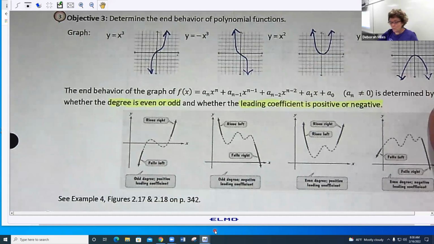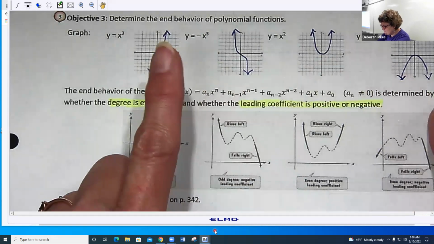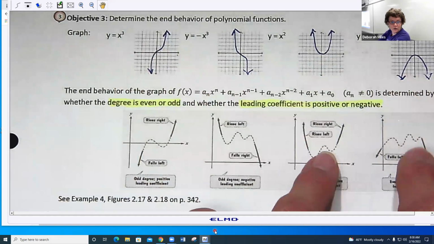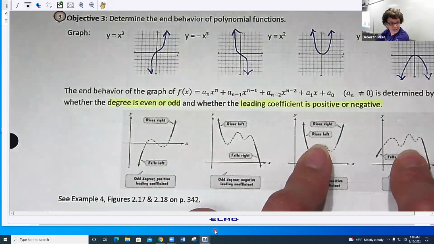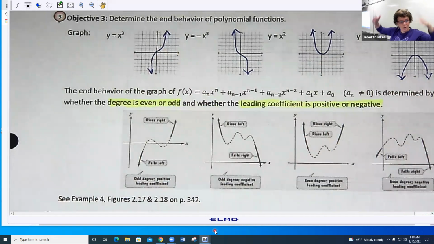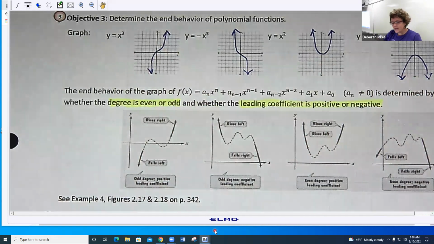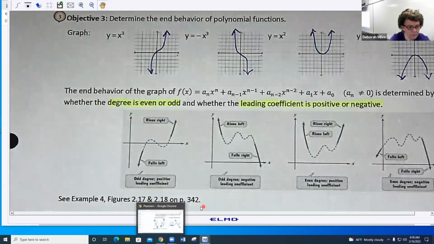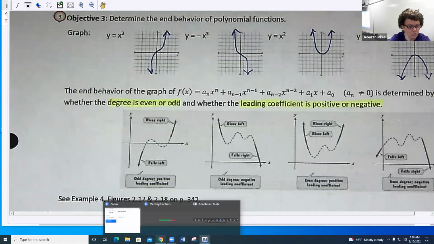One thing that might help you is to remember that even degree polynomials do the same thing on both ends. Either they both go up or they both go down. Odd degree polynomials do the opposite thing on their ends. All right, let's look at these examples on page 342.